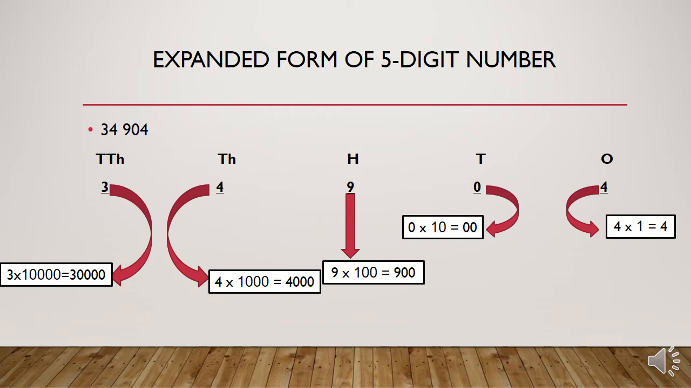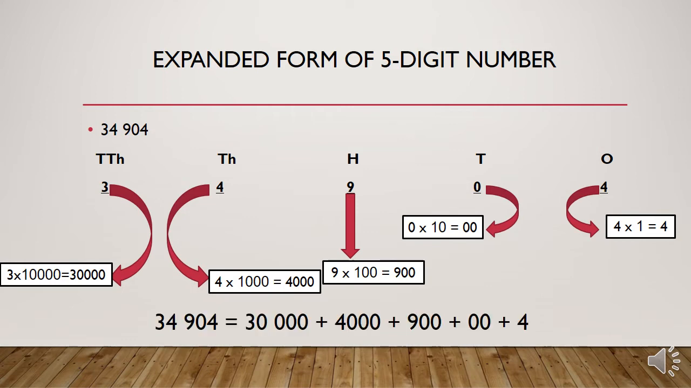In order to write down the expanded form of the 5-digit number 34,904, we get 34,904 equals 30,000 plus 4,000 plus 900 plus 0 plus 4. This statement is the expanded form of a 5-digit number.